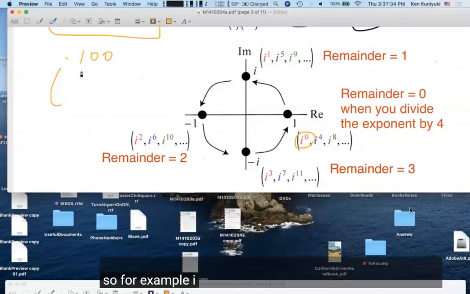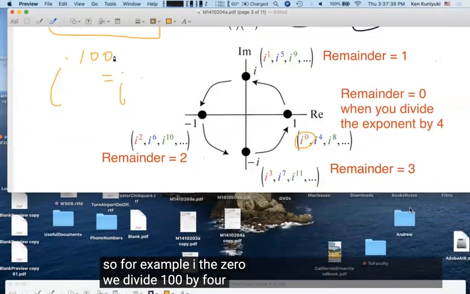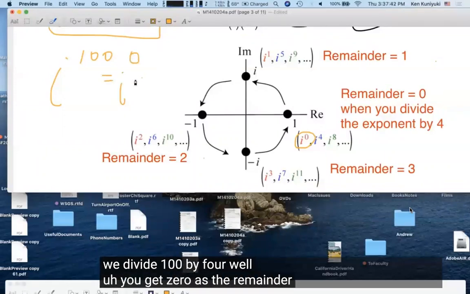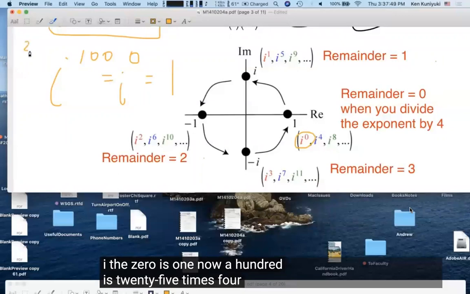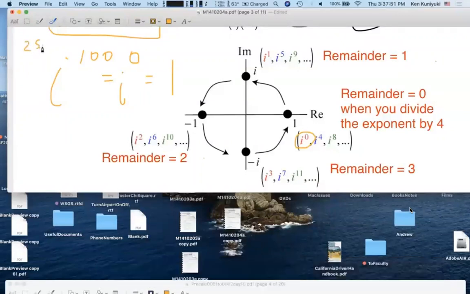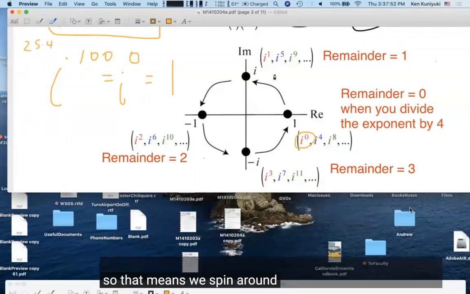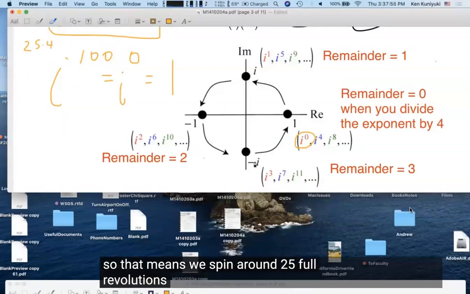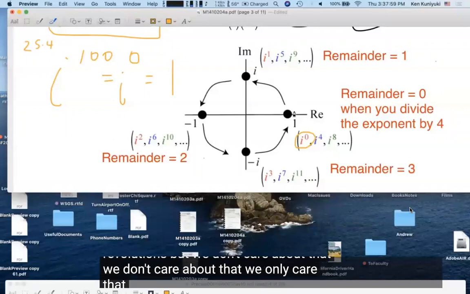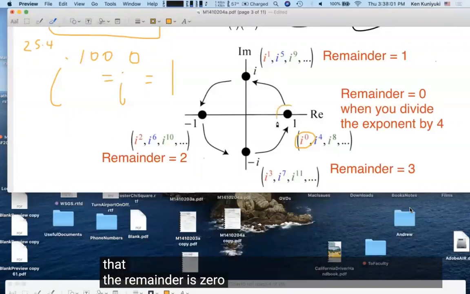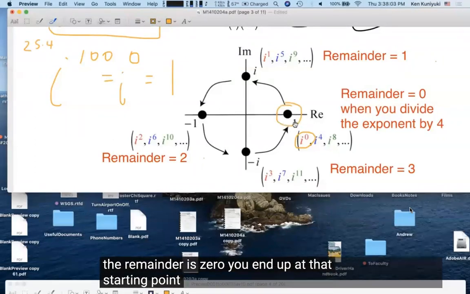So for example, i to the 100: when we divide 100 by 4, you get 0 as the remainder. i to the 0 is 1. Now 100 is 25 times 4. So that means we spin around 25 full revolutions, but we don't care about that. We only care that the remainder is 0. You end up at that starting point, at 1.